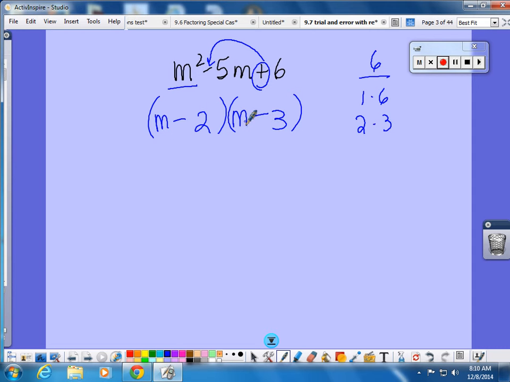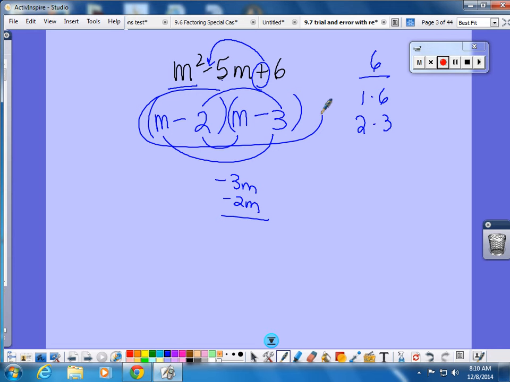Alright, first is m squared. Outer is negative 3m. Inner is negative 2m. Those I add to give me negative 5m. And last is plus 6. So hey, that is the correct answer.